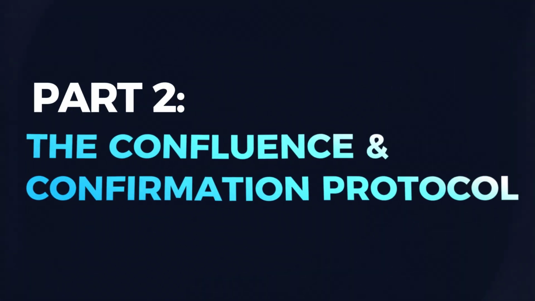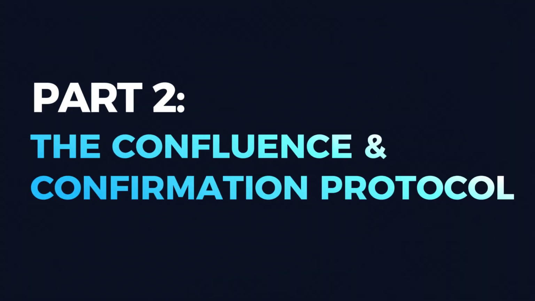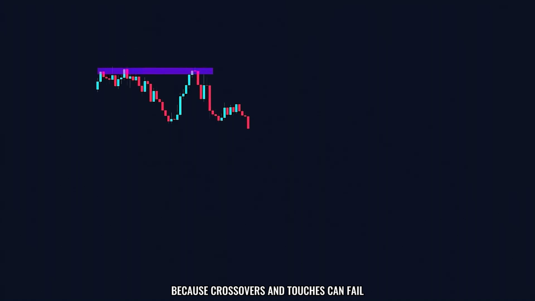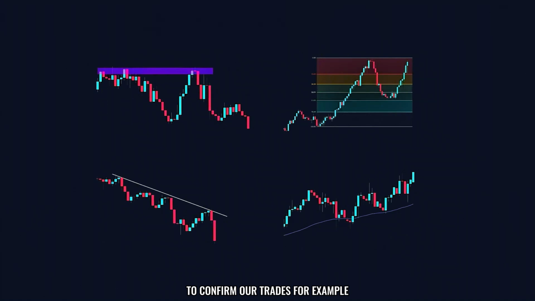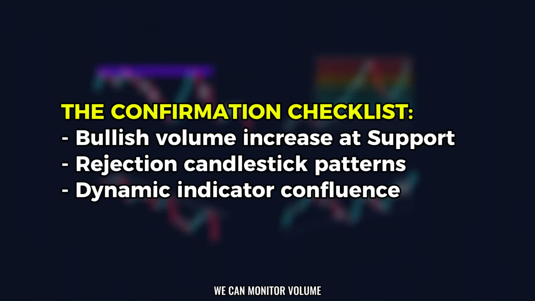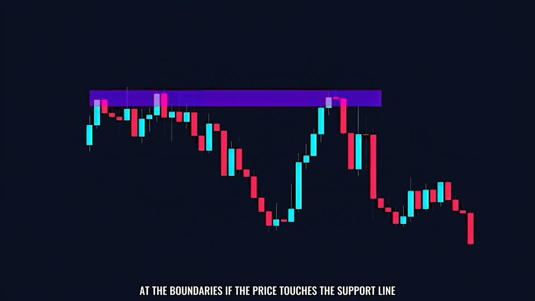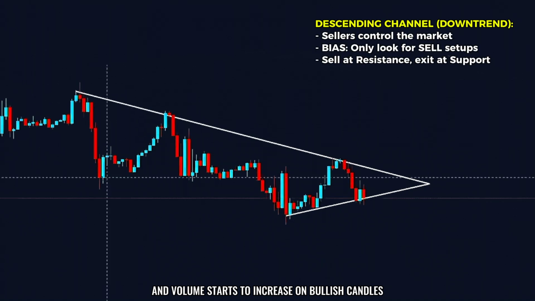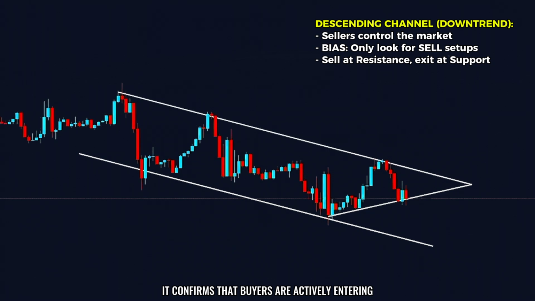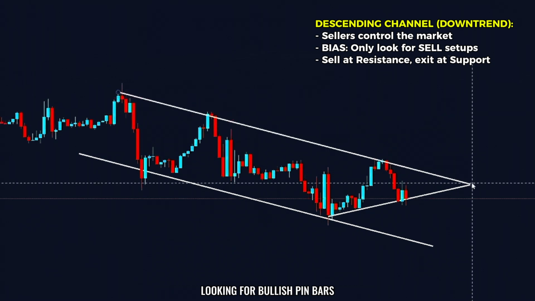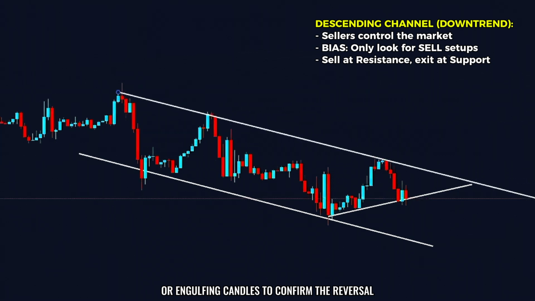Part 2. The confluence and confirmation protocol. Because crossovers and touches can fail, we must always use other technical tools and concepts to confirm our trades. For example, we can monitor volume to measure the actual buying or selling pressure at the boundaries. If the price touches the support line and volume starts to increase on bullish candles, it confirms that buyers are actively entering. We can also analyze candlestick patterns, looking for bullish pin bars or engulfing candles to confirm the reversal.